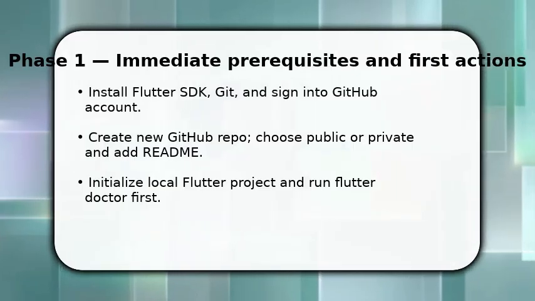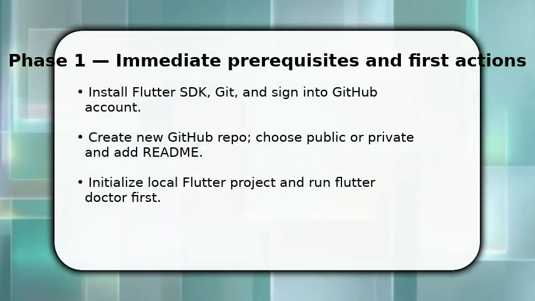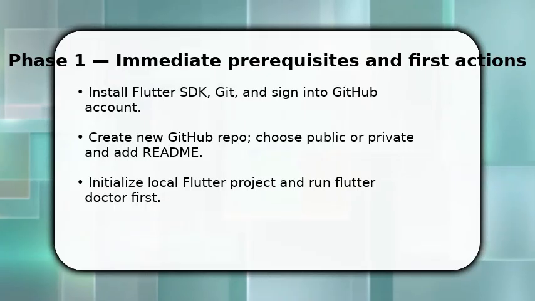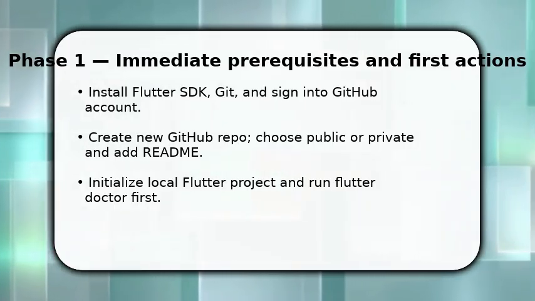You already have your tools, now start wiring them together. Open your terminal in the project folder, run git init to create the local repo, then git add. And git commit -m "initial commit" to snapshot the app.